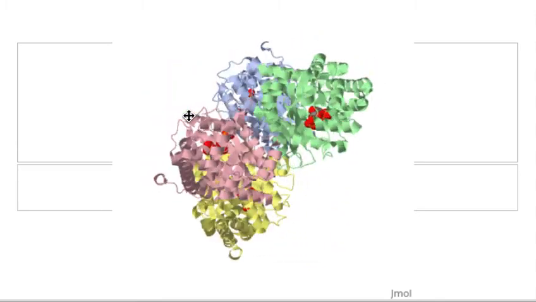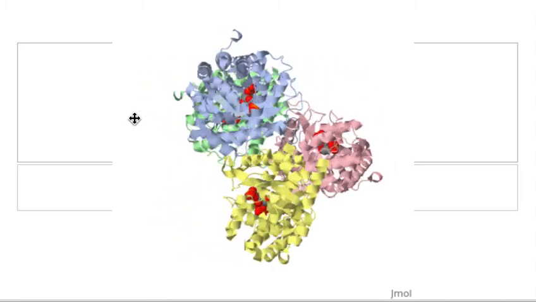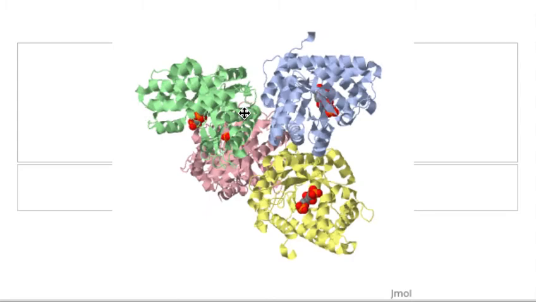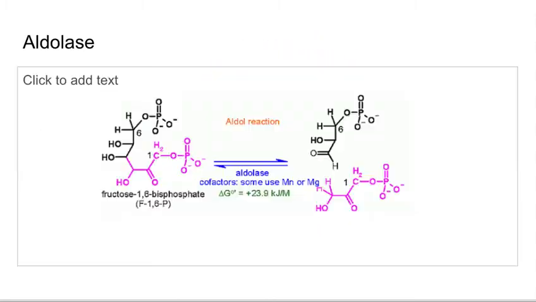Different forms of aldolase exist in humans with different binding site specificities. The catalytic site, however, is highly conserved, and the enzyme, as you can see because of the 4 subunits, can bind 4 different substrates at once. Here you can see the mechanism, or the general reaction which occurs.